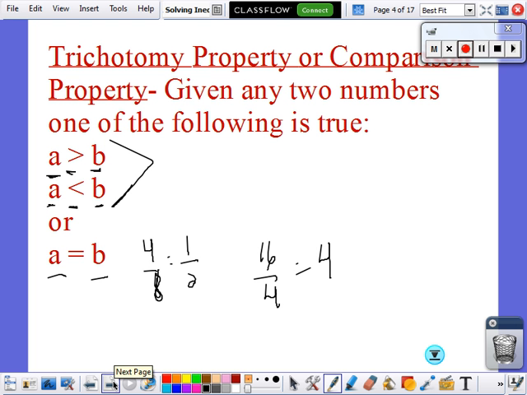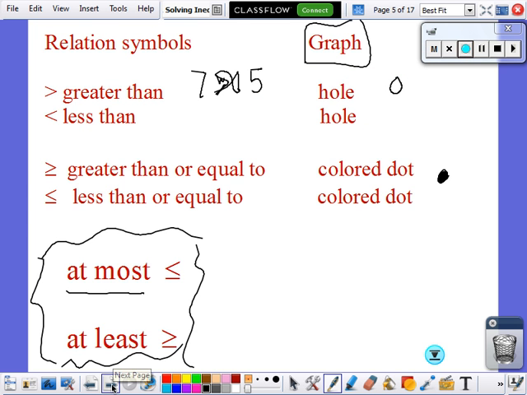We talked about the trichotomy property, how we have 3 ways to compare numbers: greater than, less than, or equal to. The relationship between any 2 numbers can't be anything except those 3. We've talked about how the mouth is open toward the bigger number, that this is a greater than symbol, and that's a less than symbol. When we graph on number lines in a few minutes, we'll use a hole for those. If they have or equal to, we'll use a colored in circle for those.